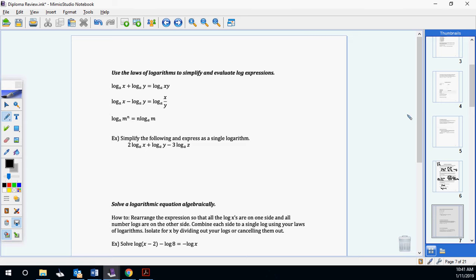So coming to that, simplify the following and express this as one logarithm. I want you to condense this to one logarithm. So when you do that, we want to push the 2 up to the x. So log a of x squared now. Nothing else here. We'll leave it. Push the 3 up to the z. And so now we're ready to use the plus and minus rules for division and multiplication.